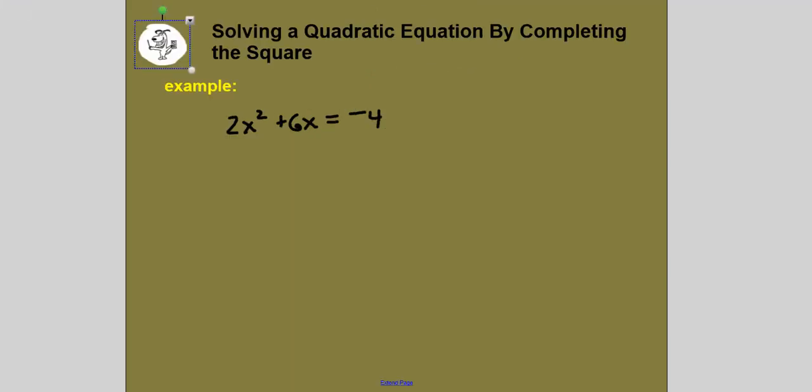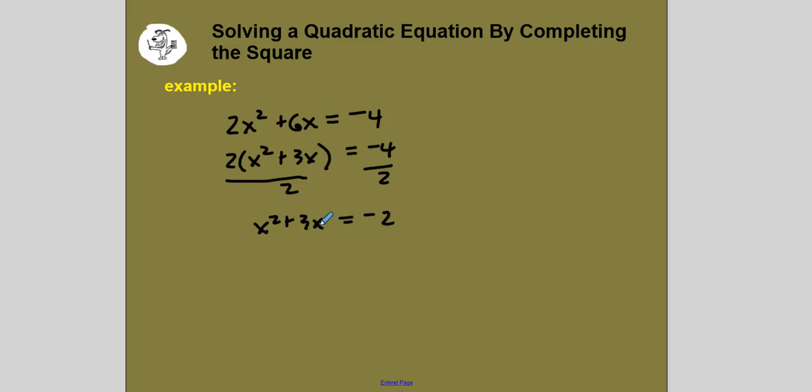Alright, so now we're going to solve quadratic equations where the leading coefficient is not 1. So what I'm going to do here is divide every term by 2. I could do it a couple ways. One way is I factor out a 2 on the left side. So I get this. Then I divide everything by 2. So I have x squared plus 3x equals negative 2.